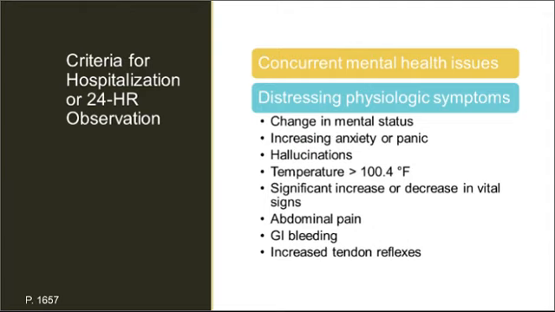Criteria for hospitalization is on page 1657. Levels of care typically used in the United States range from ambulatory detoxification without extended on-site monitoring to medically managed intensive inpatient detoxification. So the criteria: concurrent mental health issues, distressing physiological symptoms, and I believe that's big with the alcoholics, increased tendon reflexes, hallucinations, temp above 100.4, and I'm not going to read this to you.